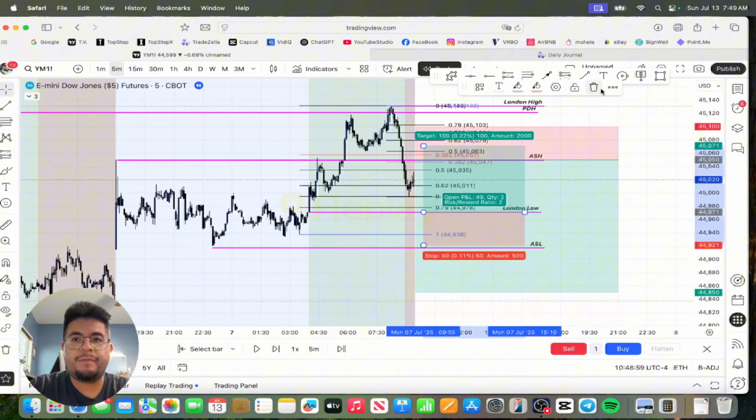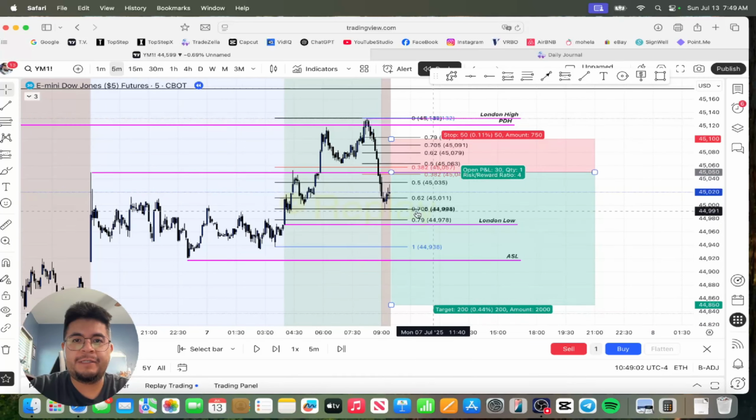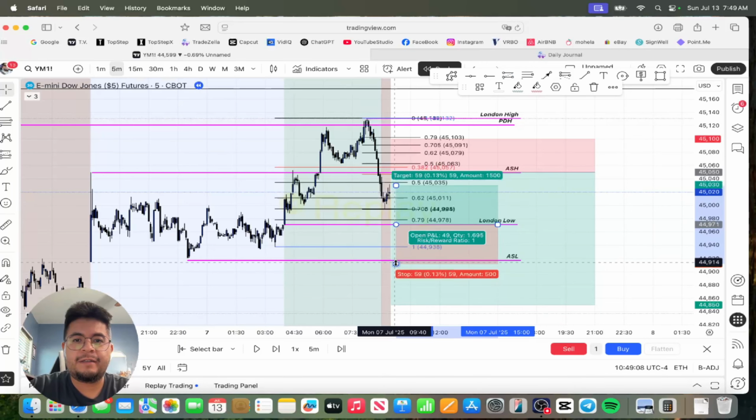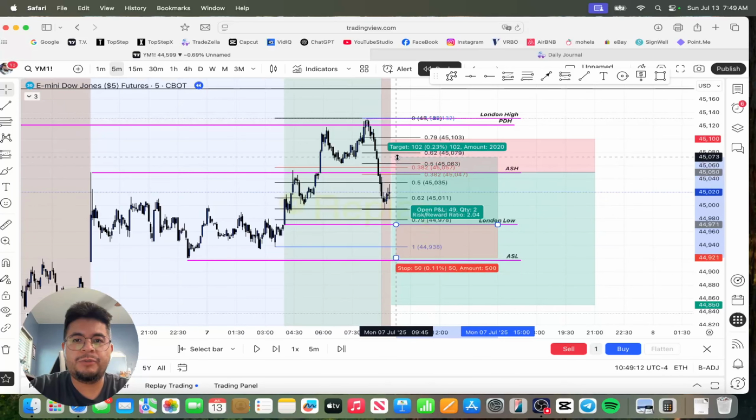So let me just see what's going to happen here, guys. I'll leave this up here. I have two setups that I'm looking at right now. Let's just do this 50 points to a 1 to 2.